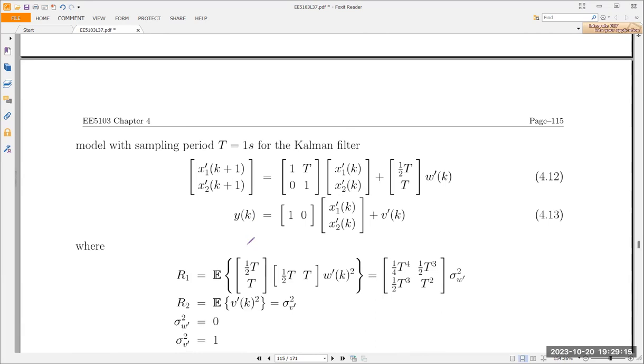Means what? If you work things out, your sampling interval is 1. So if you work things out, you will see that x1 is equal to x1 plus x2.